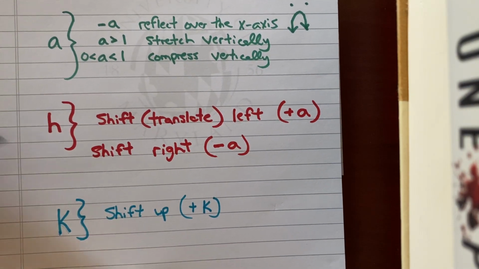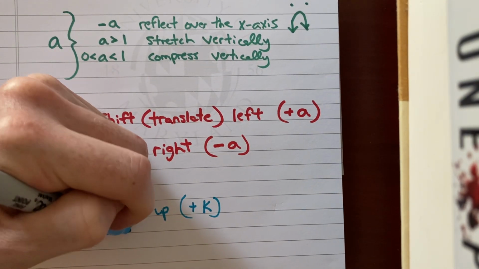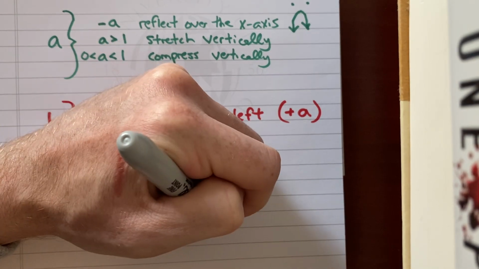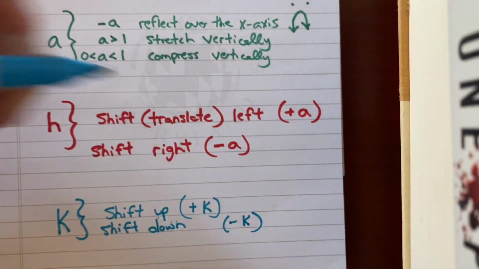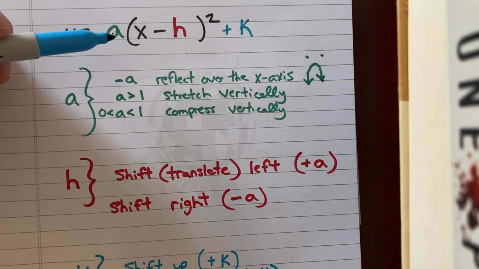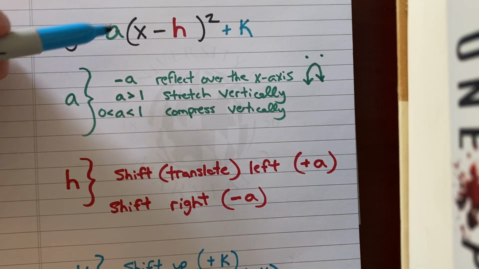It's going to go up if we have a positive k, and it's going to shift, move, translate, one of those synonyms, down if we have a negative k. All right, so once again, a reflects, either makes it skinnier, it's stretched, or fatter, it's compressed.